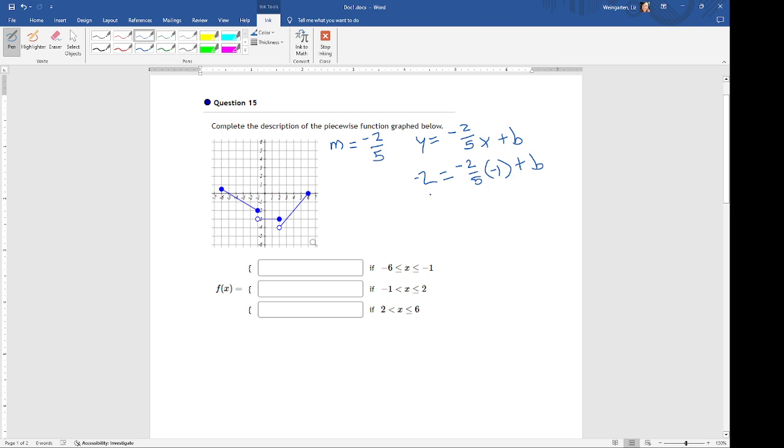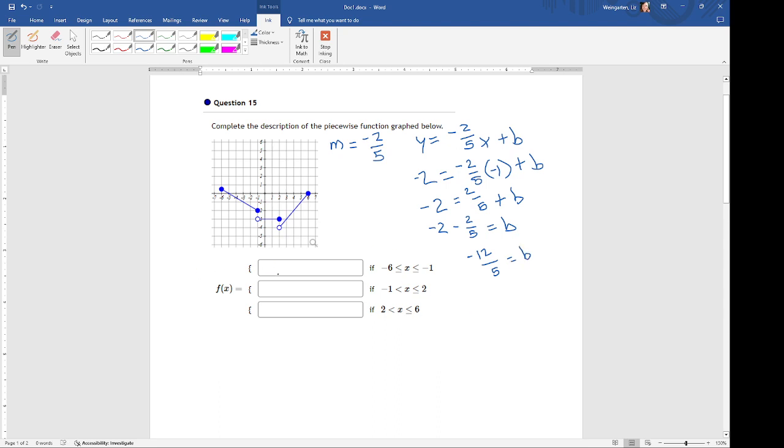So now I'm going to solve for b. So I have negative 2 equals 2/5 plus b, and negative 2 minus 2/5 equals b. Now negative 2 is negative 10/5, so we end up with minus 12/5 for b.